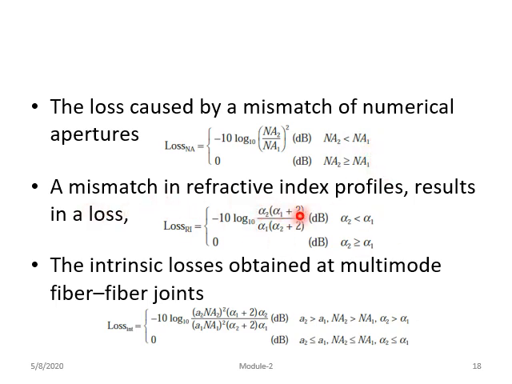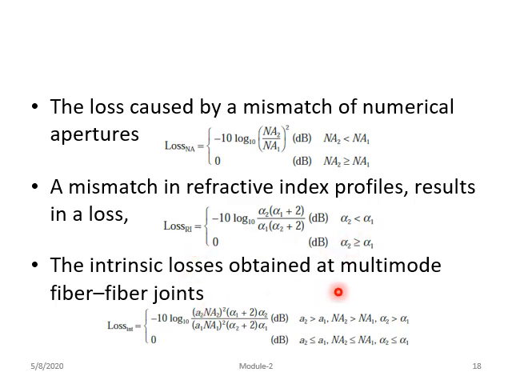Suppose there is a mismatch with respect to the refractive index profile, with everything else matching. Then the loss is minus 10 log base 10 of (alpha 2 into alpha 1 plus 2) divided by (alpha 1 into alpha 2 plus 2), in decibels, where alpha 2 should be less than alpha 1, else it is 0.